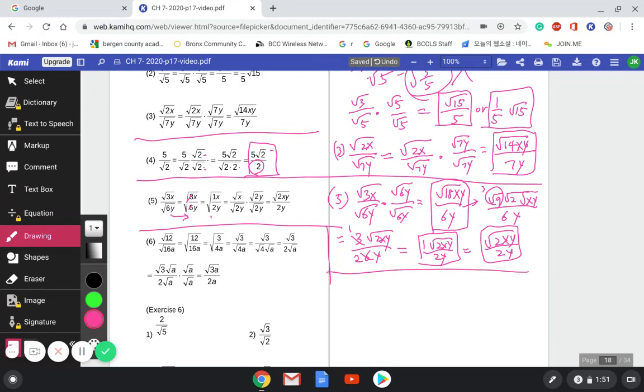When you have number 6, square root of 12 over square root of 16a, put them together because you know you can reduce them. 4 goes into 12 three times, 4 goes into 16 four times. So you end up with 3 over 4a. You have nothing else to reduce, so now you separate them. And then you realize square root of 4 can come out as a 2.